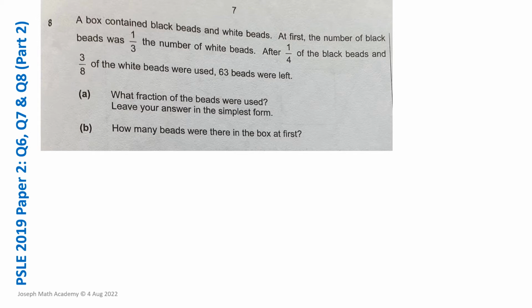Question number 8. Now, a box contained black beads and white beads. So we know there are 2 colors. Now, at first, the number of black beads was 1 out of 3 the number of white beads. Okay, so I'm going to use this method, 1 and 3. Now, the numerator 1 belongs to the color black. I'm going to use B. Then the denominator 3 belongs to the color white. So I can present this in the form of a ratio. Right? So black to white, 1 to 3.